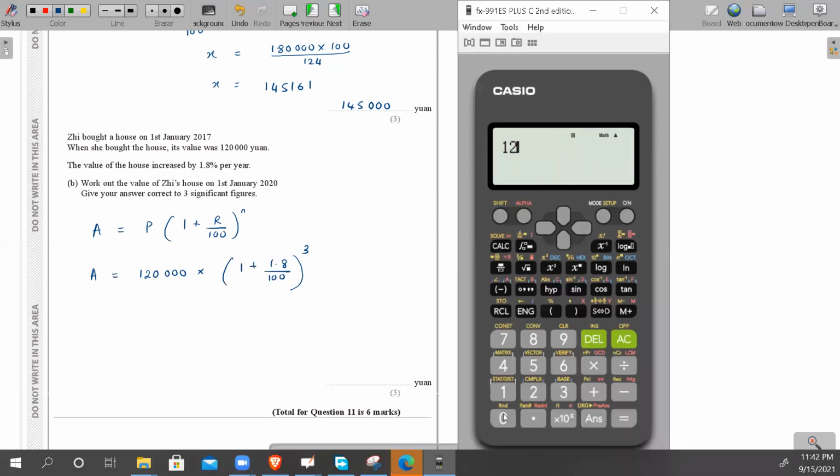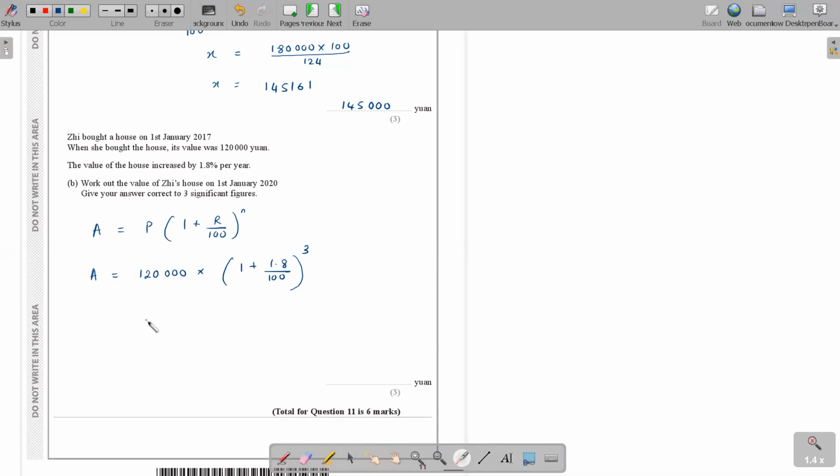So you get here 120,000 into bracket 1 plus 1.8 over 100 to the power of 3. So I end up getting here 126,597.33. Okay, so I don't need the decimal. 126,597. There are decimals coming. However, that's fine because all we need is 3 significant figures.